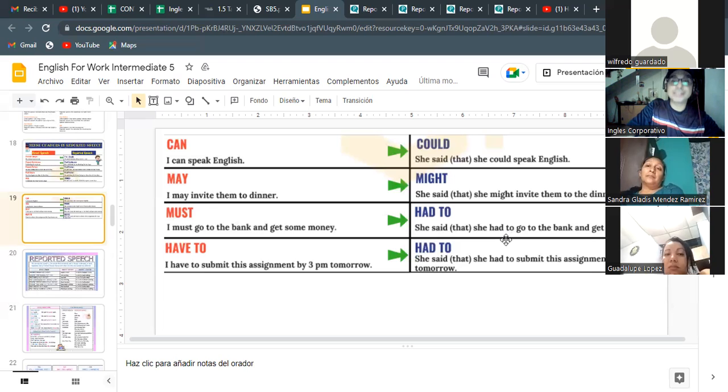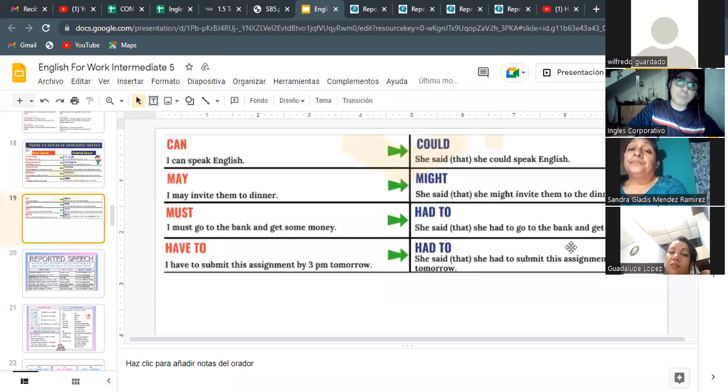In the past perfect. Yeah, we use had and then the other verb in past participle: had gone, had seen, had taken. But in this case, it says had to go in present, go. So the negative then is going to be, she said she didn't have to go to the bank and get some money. She didn't have to go. She didn't have to go to the bank and get. Okay. Yeah, the auxiliary did.